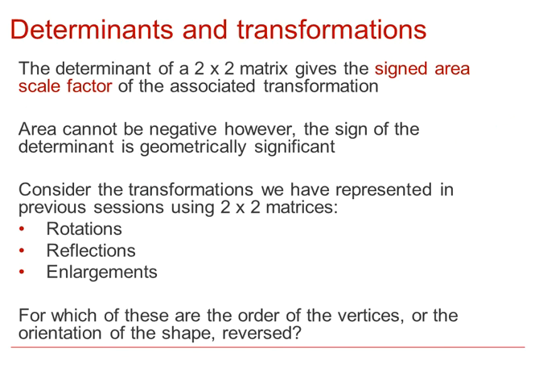So the determinant of a 2 by 2 matrix gives the signed area scale factor of the associated transformation. Area cannot be negative, however the sign of a determinant is geometrically significant. Let's consider the transformations we have represented in previous sessions using 2 by 2 matrices. We looked at rotations, reflections, and enlargements. In a moment I'm going to switch to the dynamic GeoGebra, and we can look at which of these, out of rotations, reflections, enlargements, reverse the order of the vertices or the orientation of the shape under transformation.